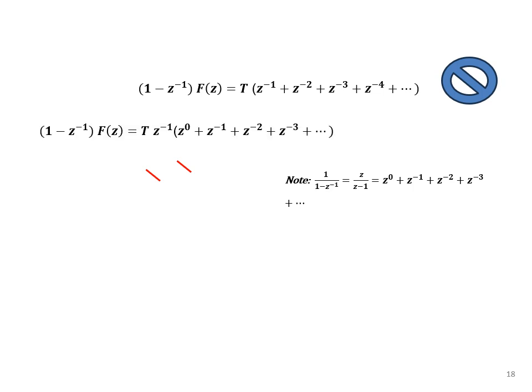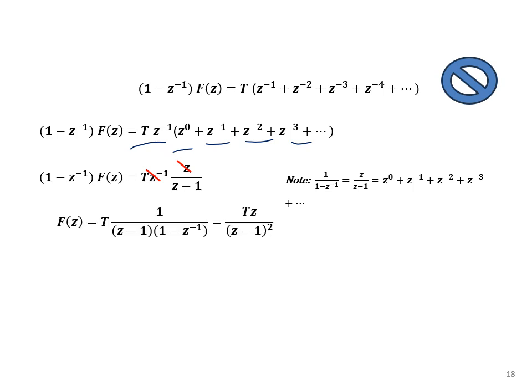The next step, we take z power negative 1 as a common factor from the right side: z power 0, z power negative 1, z power negative 2, z power negative 3. Then z power 0, z power negative 1, z power negative 2, z power negative 3 is the z transform of the unit step, which is equal to z over z minus 1. Z is cancelled with z power negative 1, then we have t over z minus 1.